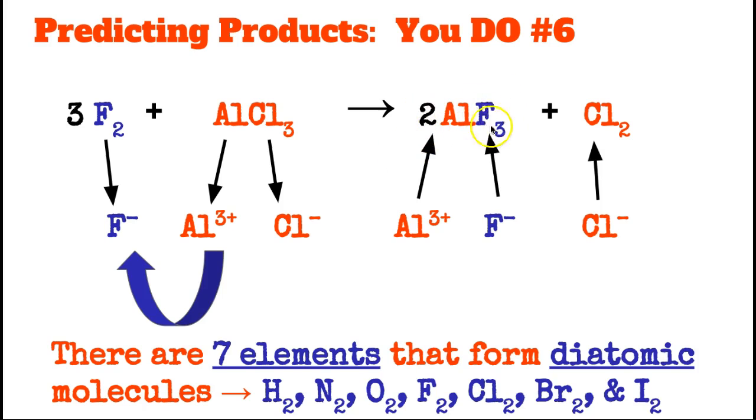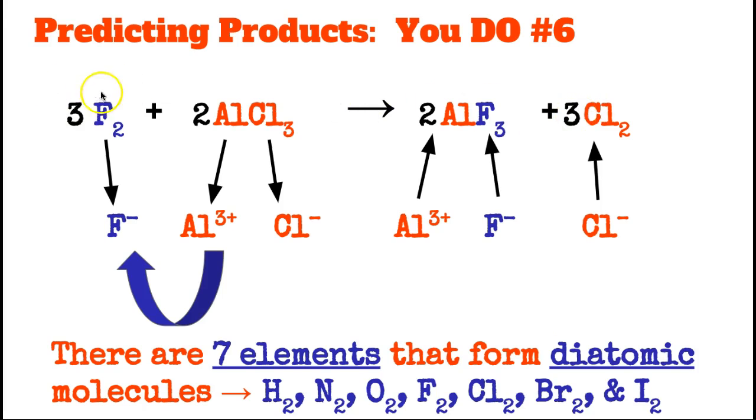So 2 times 3 gives us 6 fluorines, but when I do that, that's going to mess up my aluminum, so I'm going to try and fix aluminum by putting a 2 in front here. So now I have 2 aluminums. This also changes our chlorine, so 2 times 3 means we have 6 chlorines, so I need to fix chlorine on this side by putting a 3.